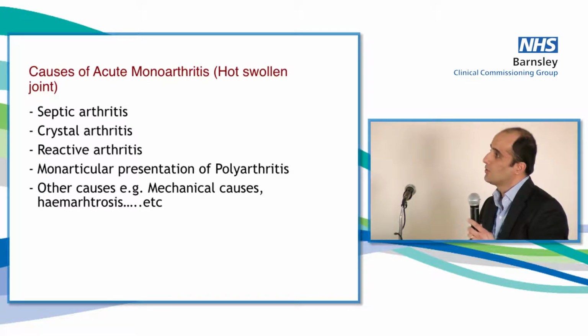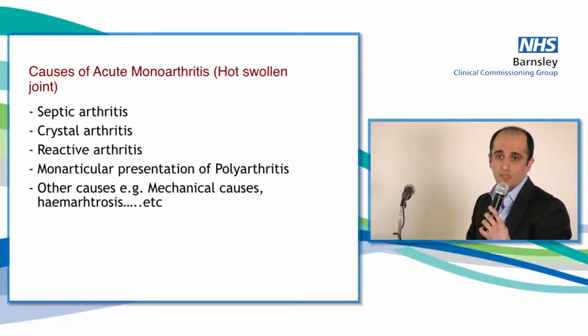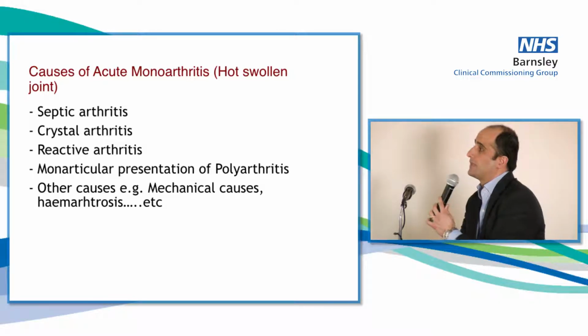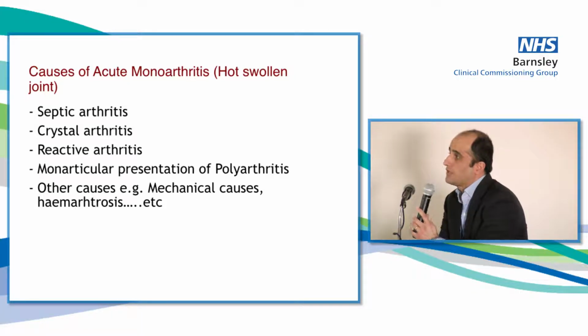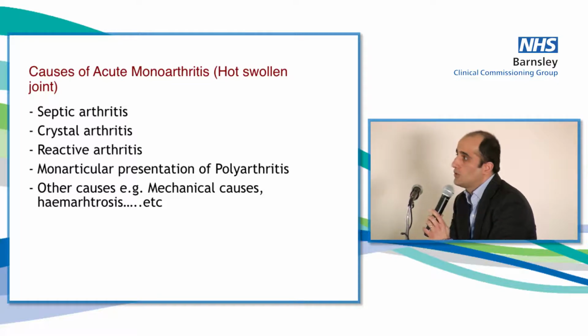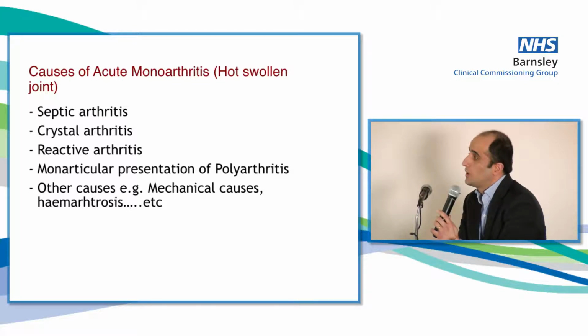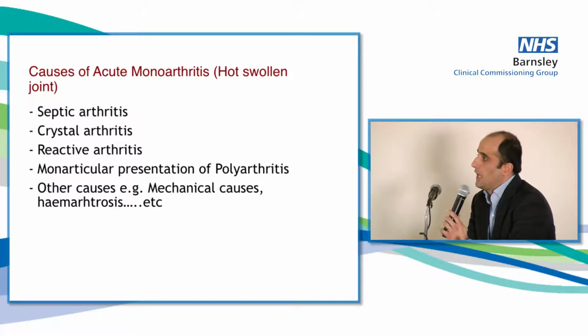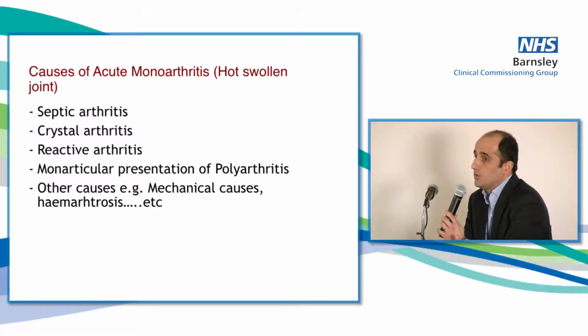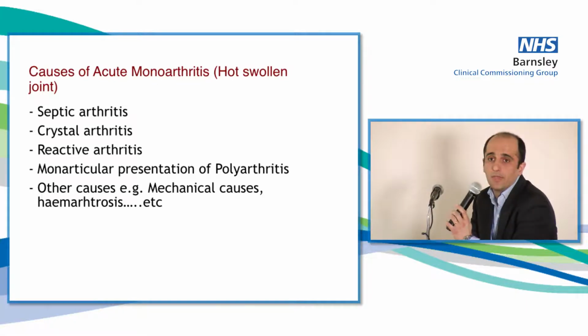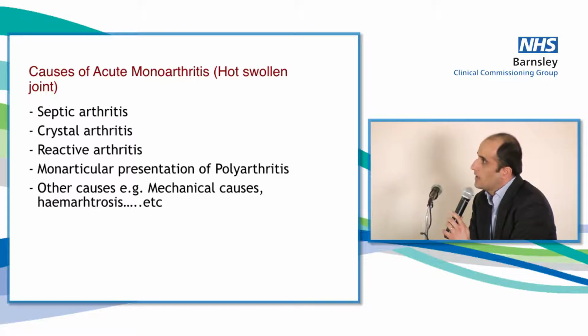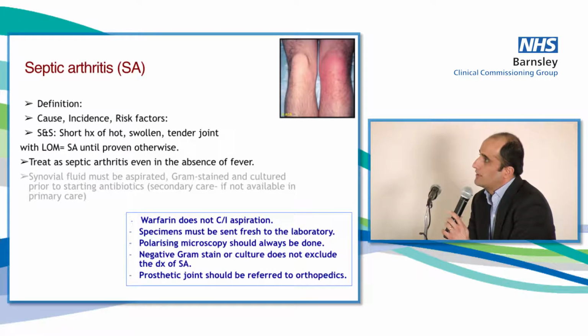gout. The most important one to be excluded in the diagnosis is septic arthritis, then crystal arthropathies, which include both gout and pseudogout, and reactive arthritis. It might be a monoarticular presentation of polyarticular conditions, for example rheumatoid arthritis presenting with one joint affected, but that's not common, or it might be a mechanical cause. So let's go to septic arthritis.